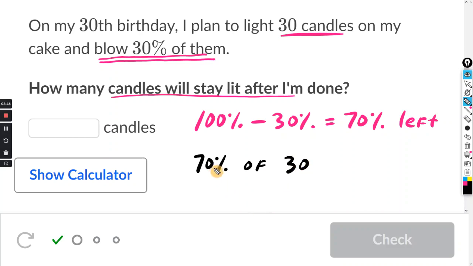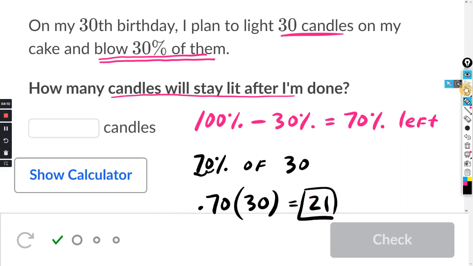Remember to convert percentage to decimal. You divide by 100 or just move it over to the left 2 places. So 70% is the same as 0.70. Of is the same as multiply, and that's times 30. Okay, 0.7 times 30 is just 21. So that's how many candles are left.